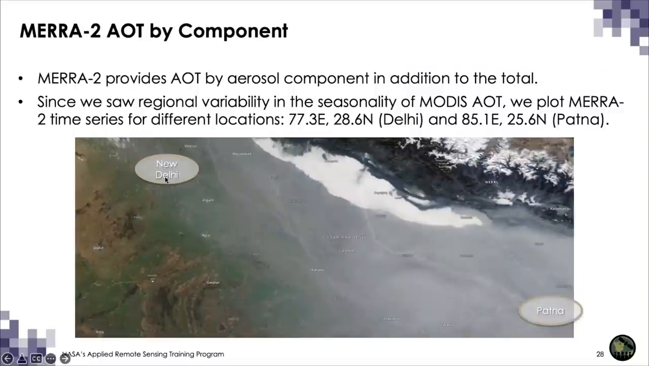In addition to total AOT, which can be compared to satellite observations, MERRA-2 provides the AOT for each aerosol component. Since the MODIS AOT animation showed different seasonal variability between regions, we will examine the seasonal cycle of AOT in MERRA-2 for 2 locations, the Delhi location that we examined earlier, and another site, Patna, located farther southeast. The map below shows the approximate location of these sites on top of a true color image created in NASA Worldview.